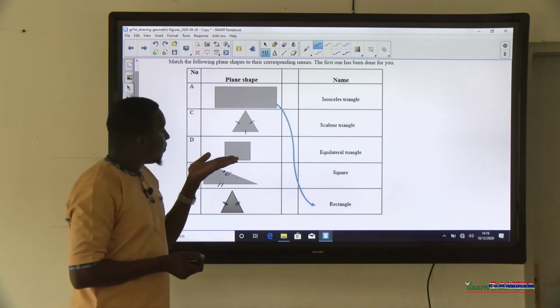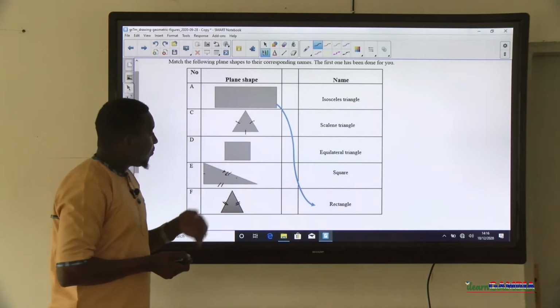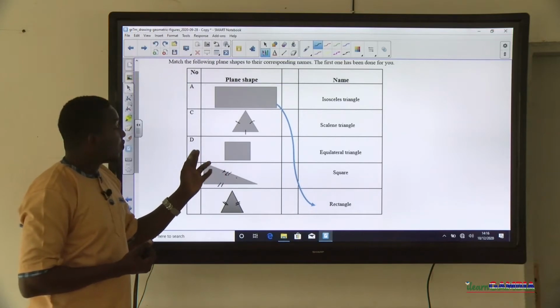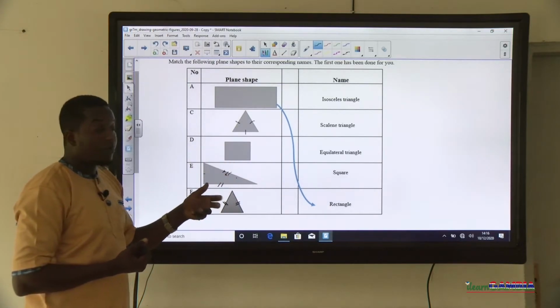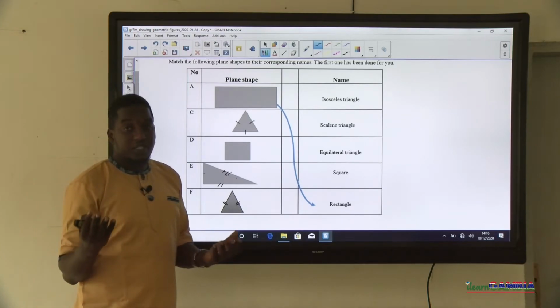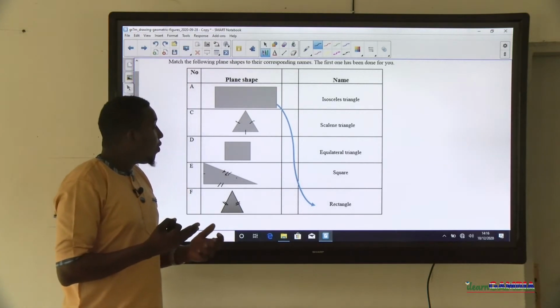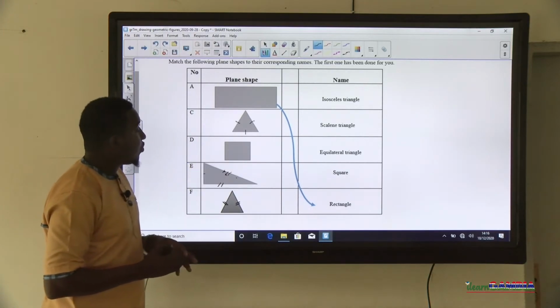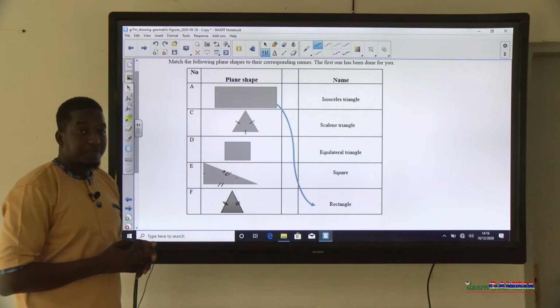Then we look at the plane shape underneath. It is a square because we can see that all the sides are equal. And what we know about squares, they are plane shapes that have 4 equal sides and 4 angles that are all equal. And that is the character that we are seeing here. So obviously it is not a scalene triangle.